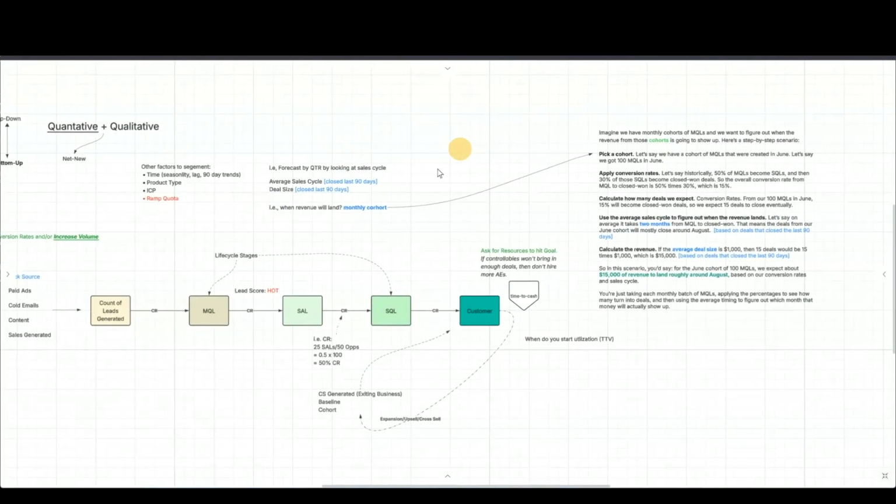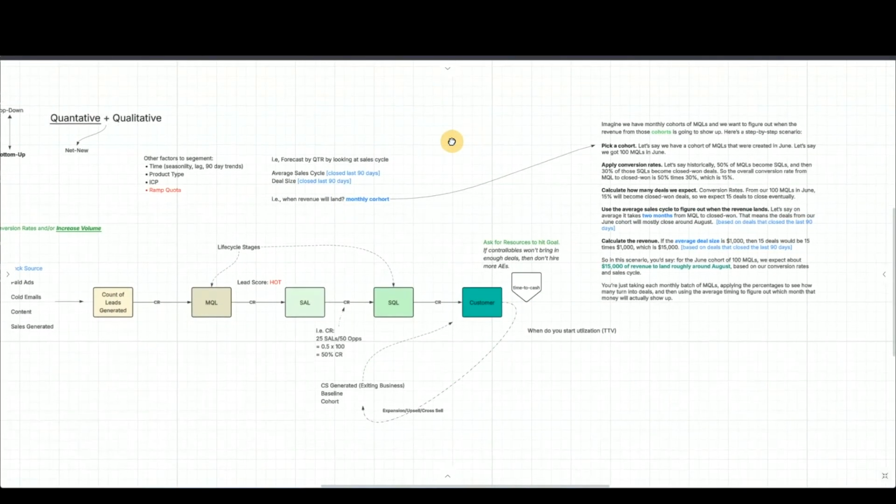And then what we'll do here, let's cover this really quick as far as the monthly cohort. So this scenario says, imagine you want to figure out the revenue from the monthly cohorts that are going to show up, and basically we're going to pick a cohort. So let's say we have a cohort of MQLs that were created in June, and we have 100 of them in June. So 100 MQLs right here were created, and then we want to apply the conversion rate.